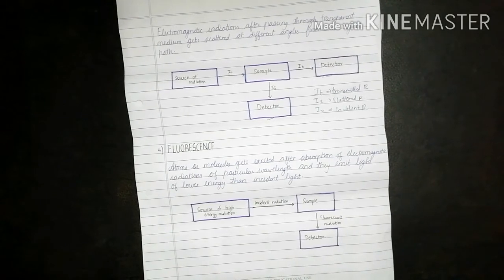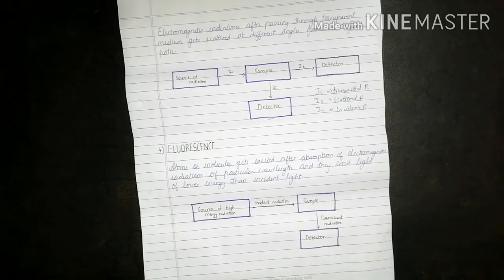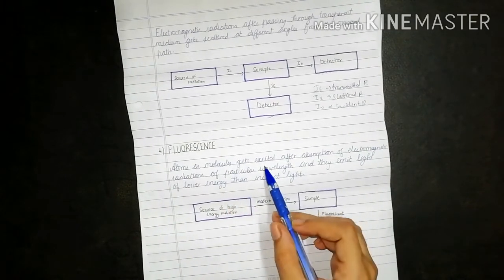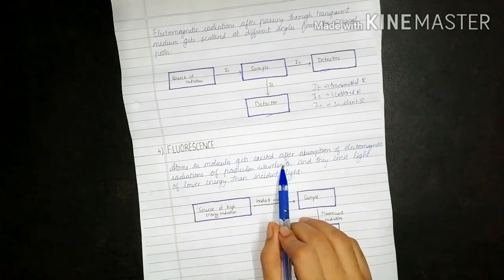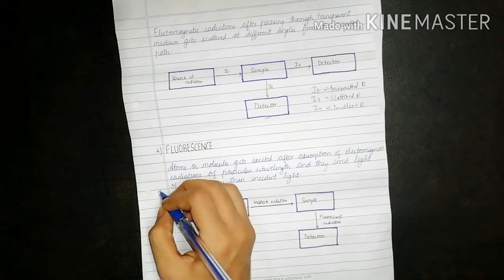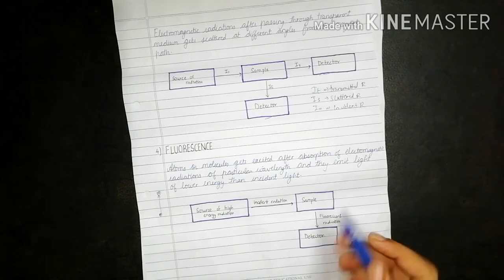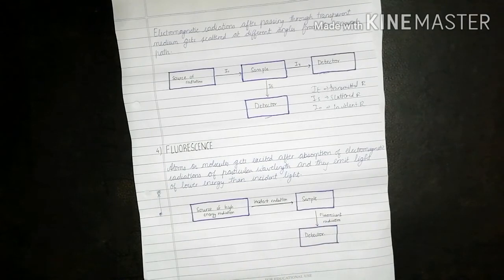Moving ahead, we'll move to the next type of interaction, that is fluorescence. What happens in this is that atoms or molecules get excited after absorption of electromagnetic radiation of a particular wavelength. Meaning the atom is in the ground state, it gets excited and moves to a high energy state after it is incident by certain radiation, and they emit light of lower energy than the incident light. So they are emitting light now.